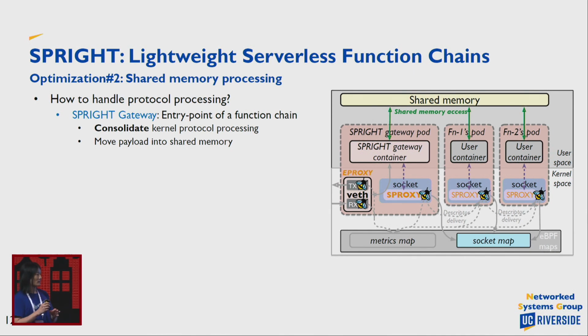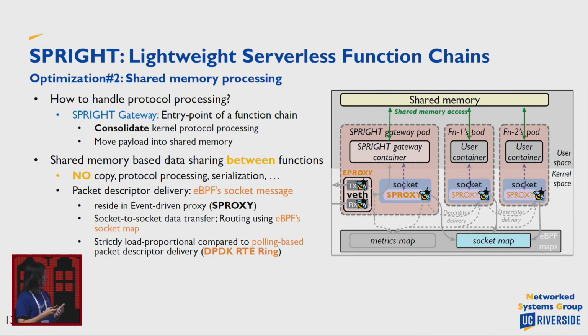And second, to optimize the data exchange between the functions, we use shared memory processing. And to handle protocol processing, we use this Sprite gateway. It is an entry point of a function chain similar to the front-end proxy in a Knative environment. So Sprite gateway uses kernel processing to get the layer 7 payload and move the payload into shared memory for further processing within the function chain.